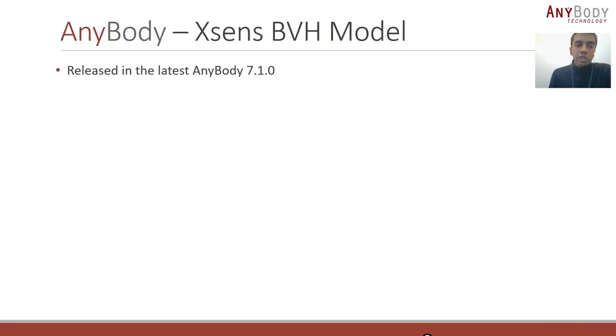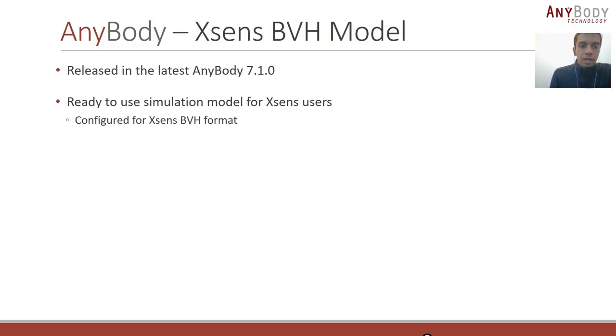model. So we do have an AnyBody Xsens BVH model, which has been released in the latest version of the AnyBody modeling system, version 7.1. And this is a model that has been configured for the Xsens BVH format, which means if you're an Xsens MVN user, this model should practically be ready to use.